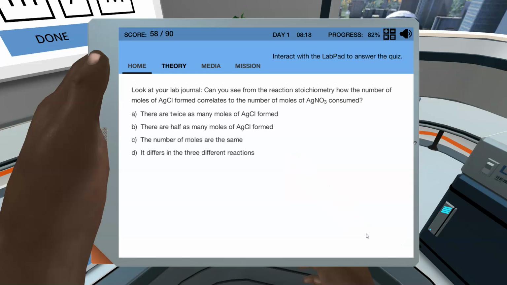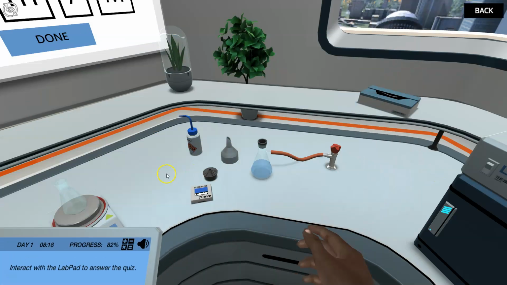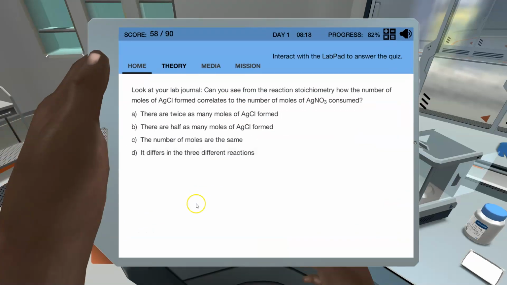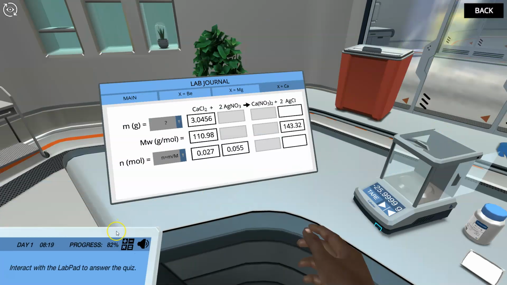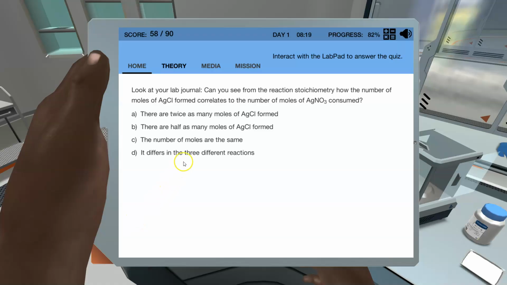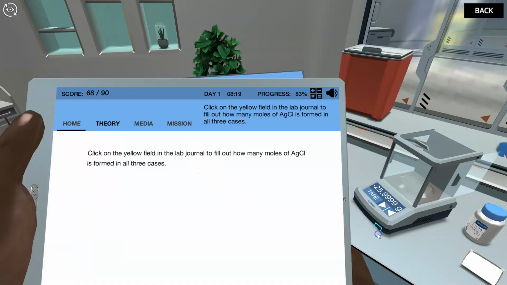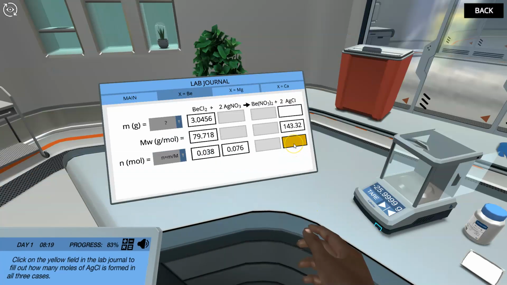Look at your lab journal. Can you see from the reaction stoichiometry how the number of moles of silver chloride formed correlates to the number of moles of silver nitrate consumed? Yes, spot on. The number of moles of silver chloride formed is the same as the number of moles of silver nitrate consumed. Click on the yellow field in the lab journal to fill out how many moles of silver chloride is formed in all 3 cases.